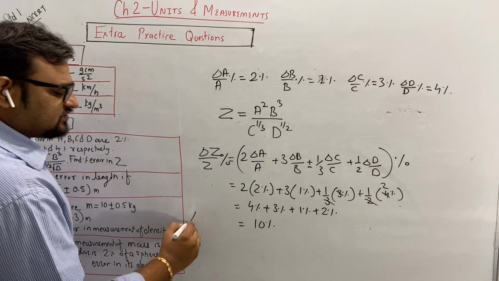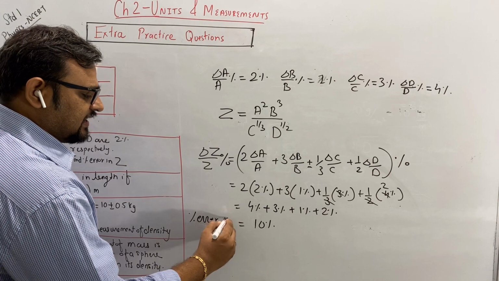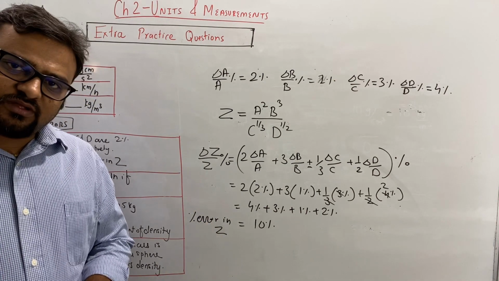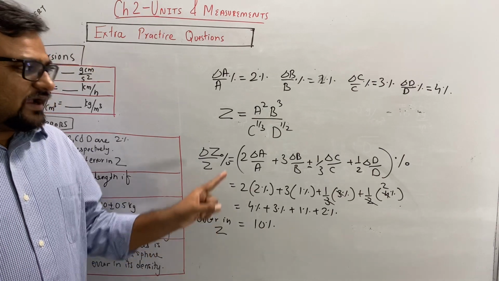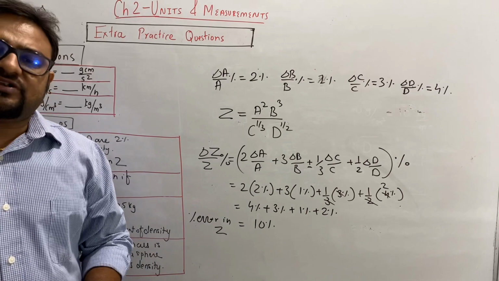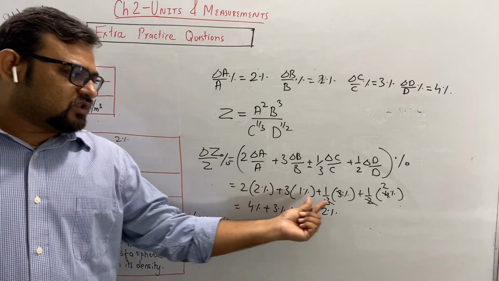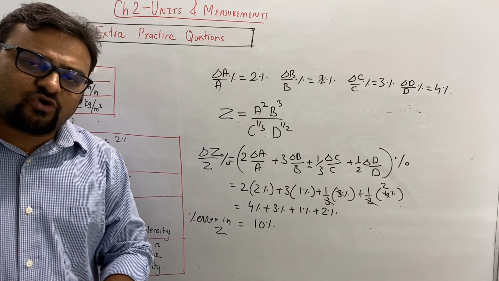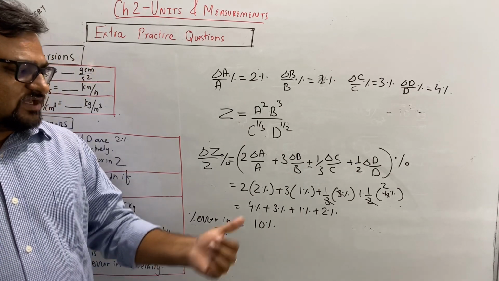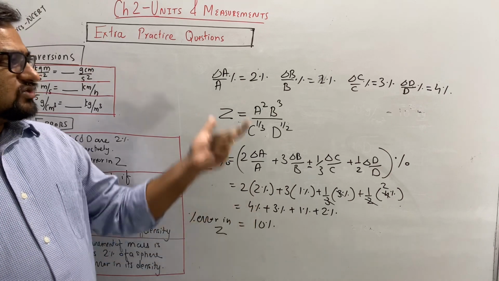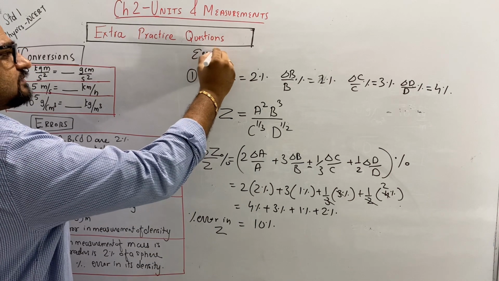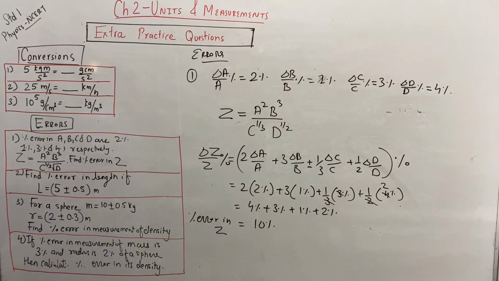So percentage error in Z is equal to 10%. When directly the error is given in percentage, just put the value of percentage. No need to multiply it with 100 because it is given in percentage. Clear? So note down this first sum in errors. Note it down.